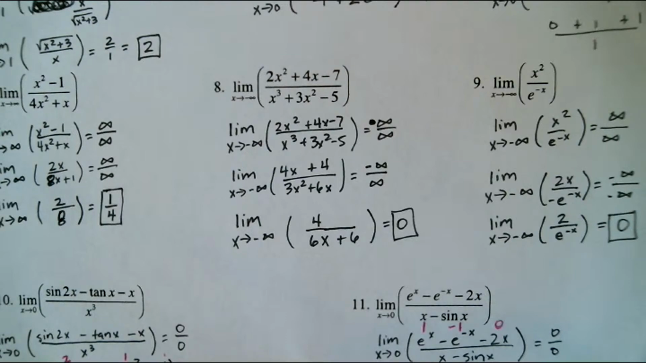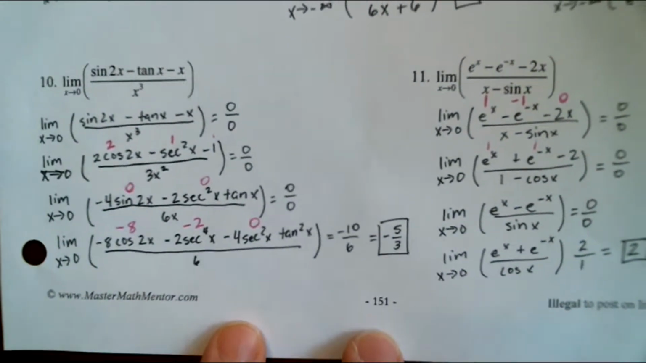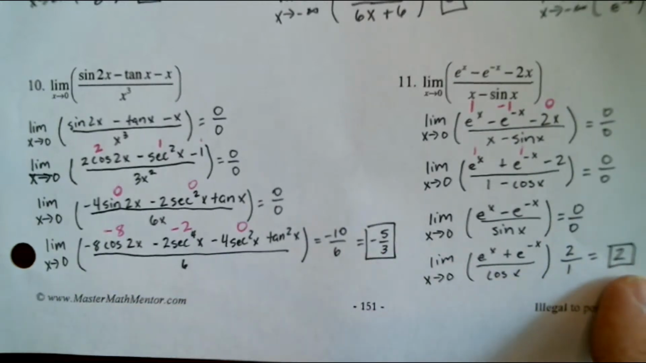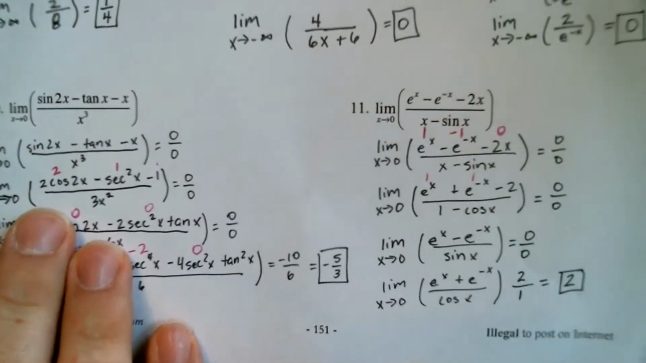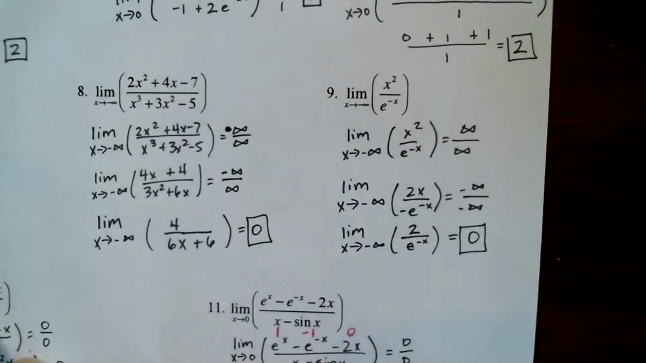Okay. Skipping down to 10 and 11, excuse me. 10 is -5/3, and 11 is 2. Okay, let's go back to 9. Go ahead, Morgan, with your question on 9.